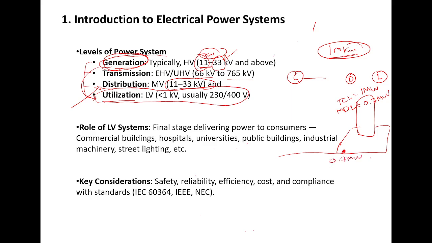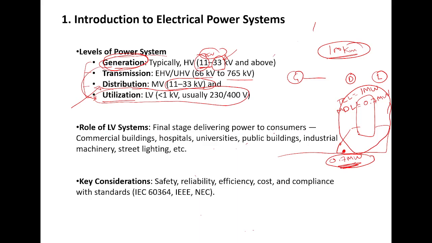At this single point, they will give you 0.7 megawatt of electricity. Now you have to distribute this electricity as per your requirement, as per your load in this building. So as an electrical engineer, my responsibility will be to distribute this much electricity within this building. Now, coming to the role of the LV system, it is the final stage, delivering power to consumers, as I told you.